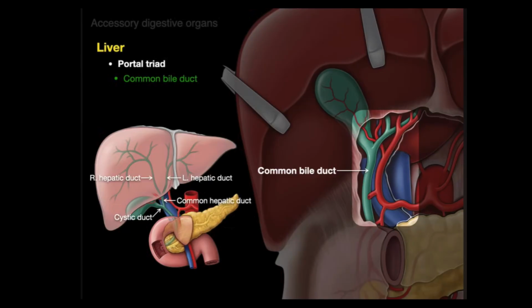And we have the common bile duct. You can see the left and right hepatic ducts down here, and those ducts form the common hepatic duct. The common hepatic duct joins with the cystic duct to form the common bile duct. This is where bile flows down into the small intestine through the major duodenal papilla, helping with the amplification and digestion of nutrients.